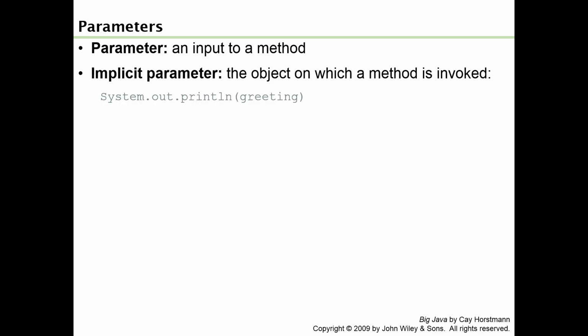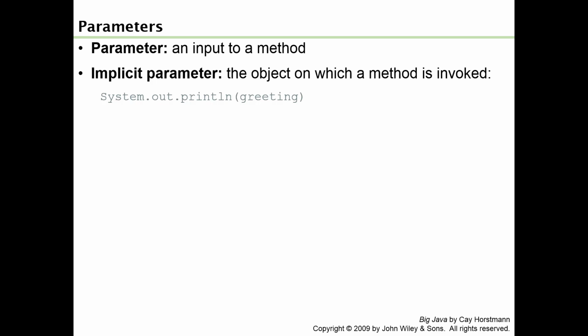So we've been talking about parameters, but we really haven't defined what they are. A parameter is a value you can send into a method and use inside the method to calculate its output. So a parameter is an input to a method. For example, if you look here, you see that greeting is being used to satisfy the parameter of the println method so you can print something out.